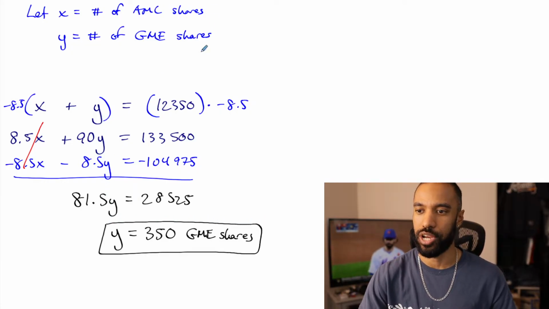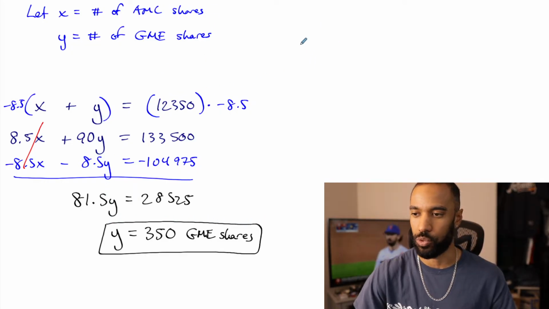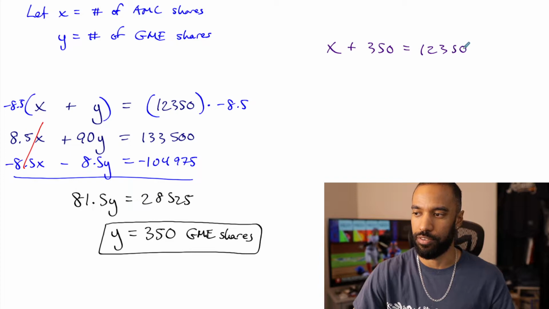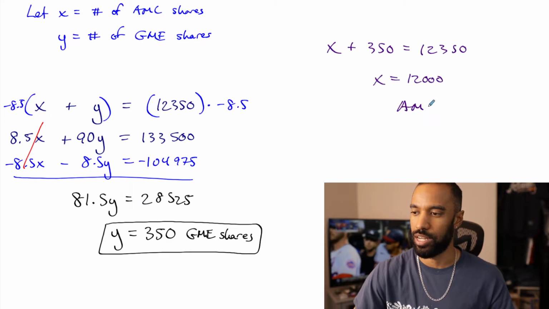How many AMC shares? Well, I bought 12,350. So x plus 350 equals 12,350. It looks like x will equal 12,000. 12,000 AMC shares were purchased.